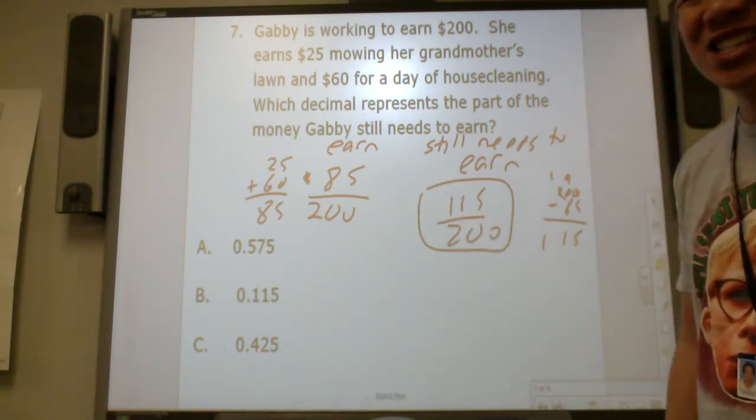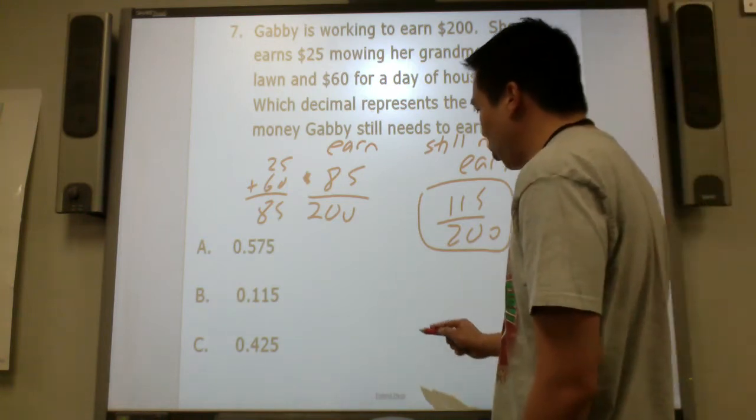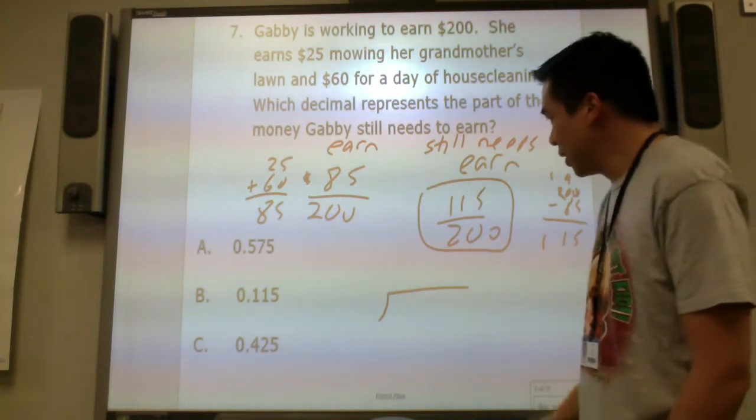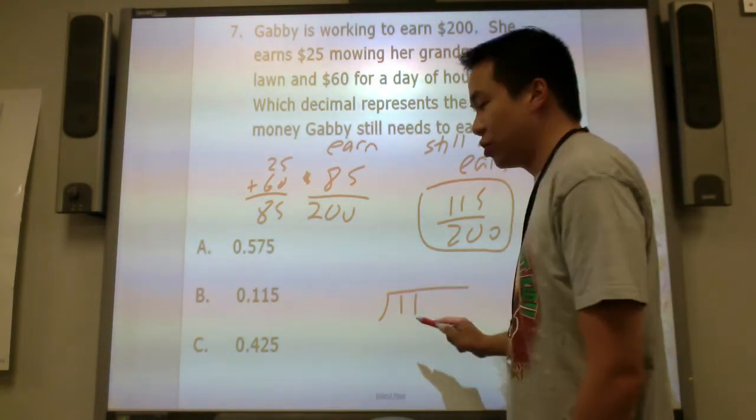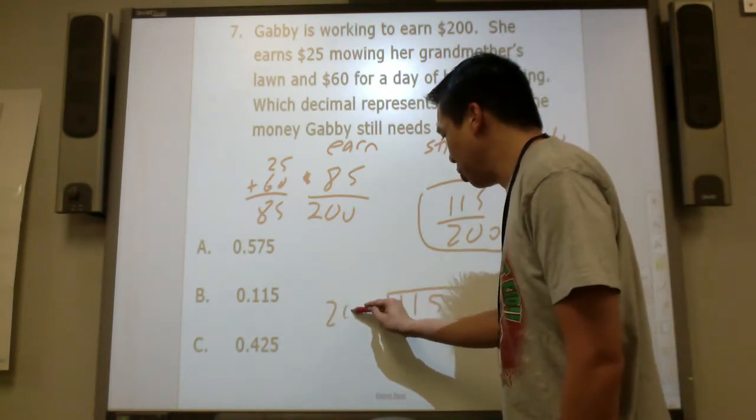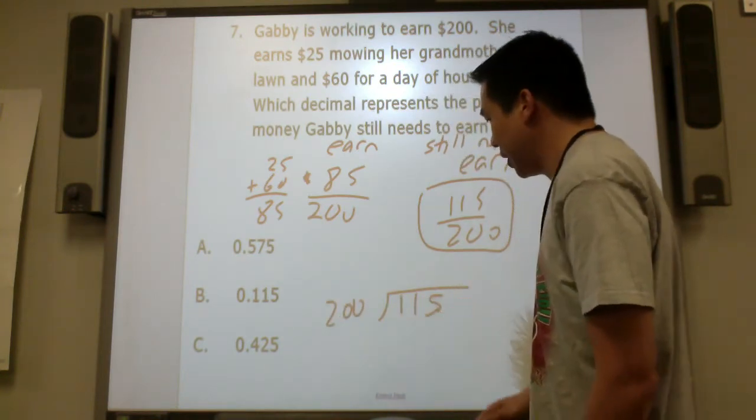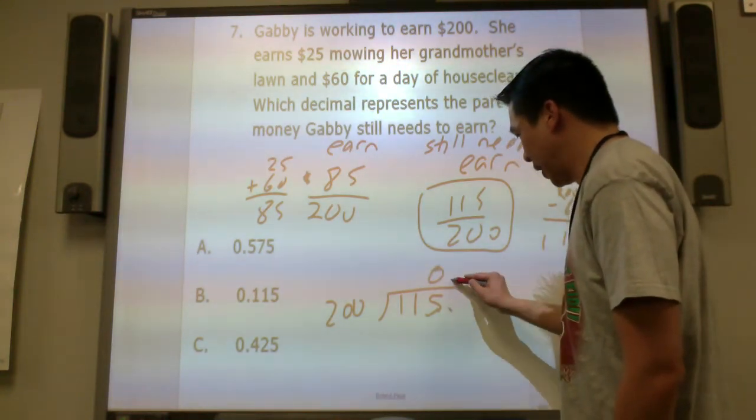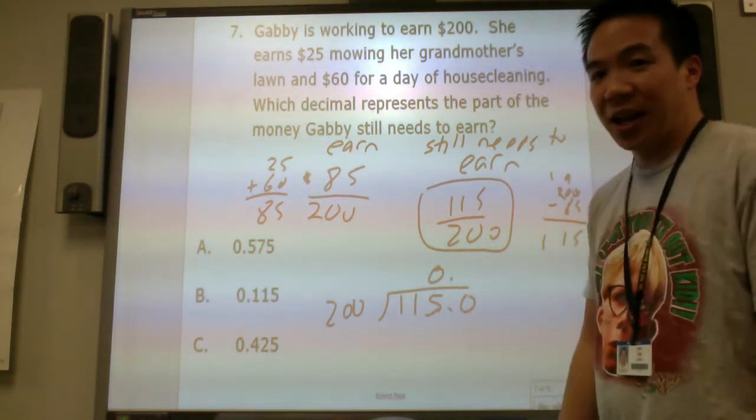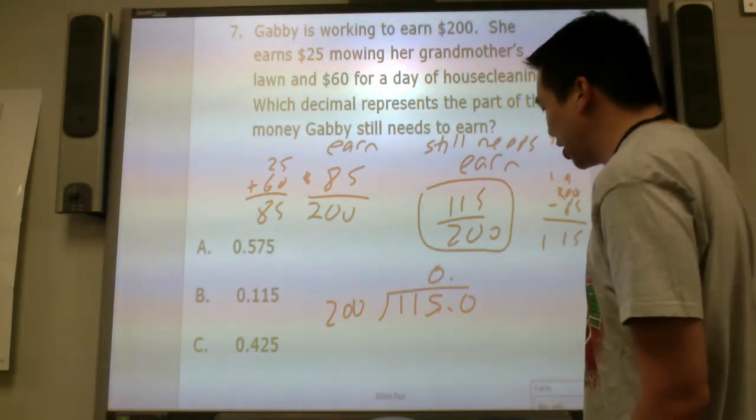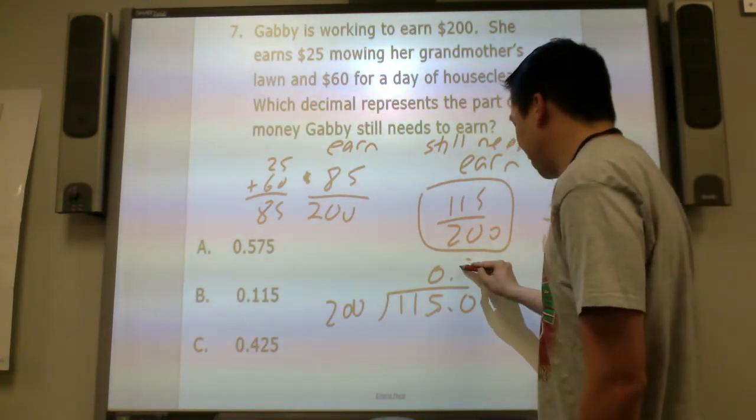So we need to turn this into a decimal. There's a couple ways to do this. You can do it this way. Top goes in, bottom goes out. So this is how you turn it to a decimal. Can 200 go into 115? 0 times. You can put a decimal point. We can get rid of that number. Okay, how many groups of 200 go into 1,150? It goes in 5 times.